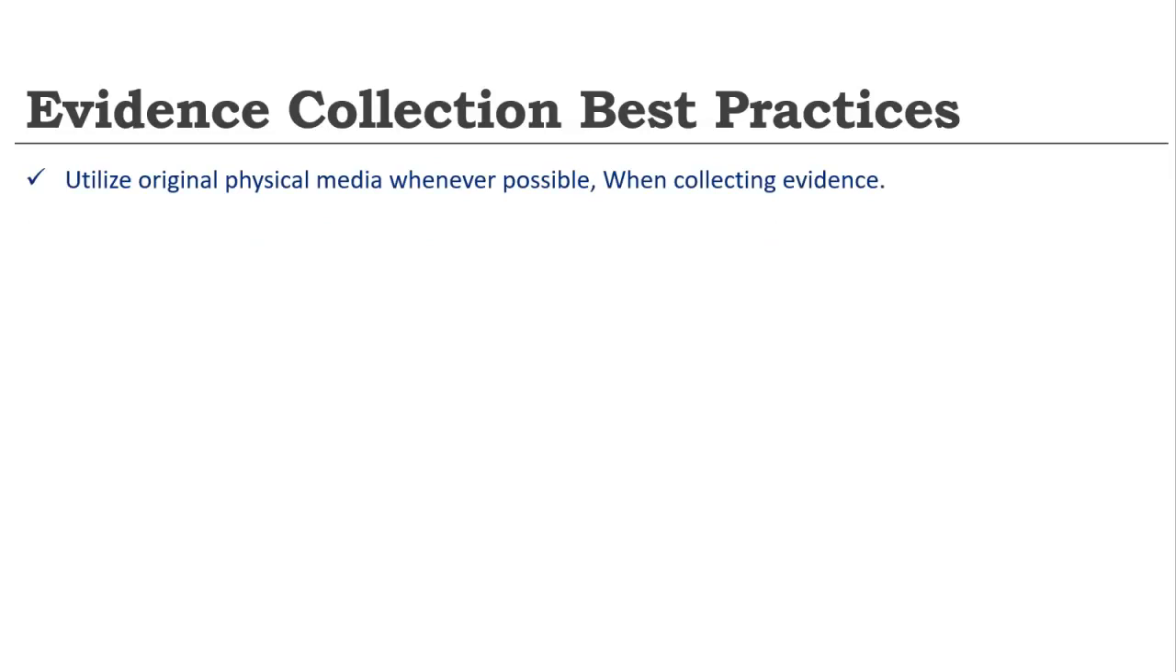Whenever we collect the evidence, we should always utilize original physical media whenever possible. The first phase was the identification, second was the collection. So when collecting the evidence, always collect it from the physical media that is original, because sometimes the copies or the evidence given from second media is compromised.